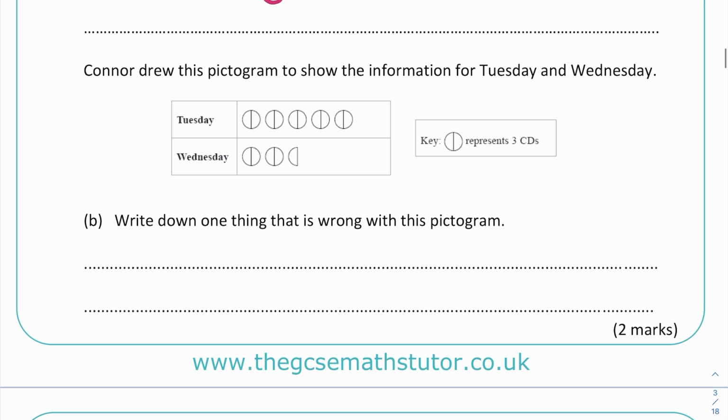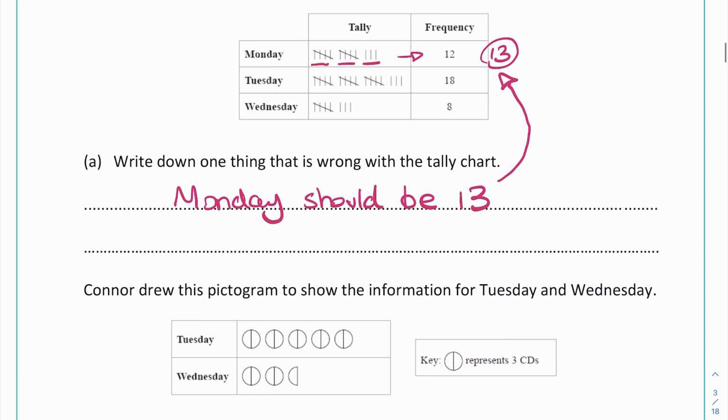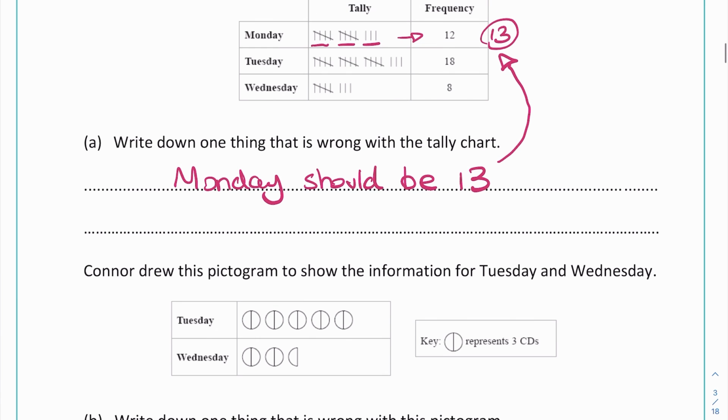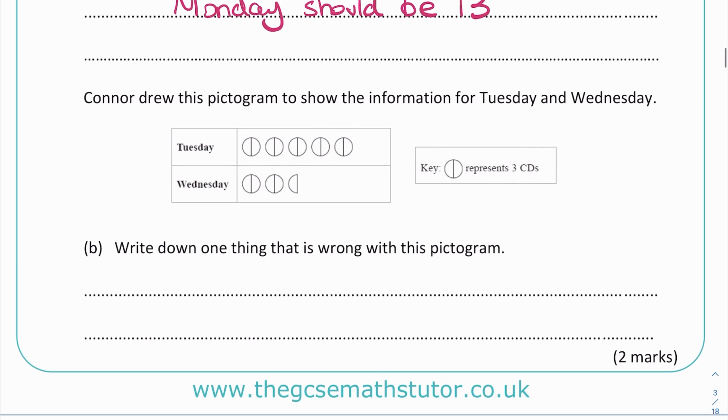For the next one, it says Connor drew this pictogram to show the information for Tuesday and Wednesday. Write down one thing that is wrong with this pictogram. Well, it is linked to the tally chart above, so it could be that they don't match the numbers above, and that would be fine if that's the case. But something that stands out to me is the key is a very strange one. So in this key, it's kind of a circle that's split in half, and that says that it represents 3 CDs.